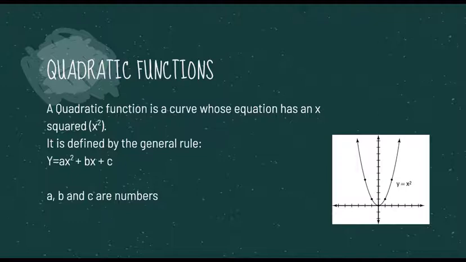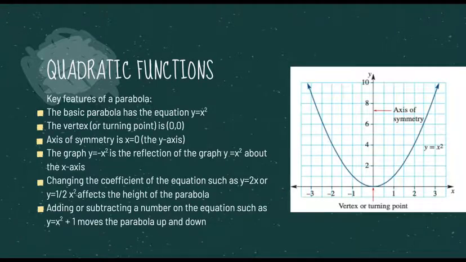A parabola is described by a quadratic function, and quadratic functions are a curve whose equation has an x squared. So we've been looking at linear equations, which just have x. It is defined by the general rule y equals ax squared plus bx plus c, and has the general curve as seen here, where a, b, and c are numbers. You can also get a combination of those, but as long as you have the x squared, then it is a quadratic function.